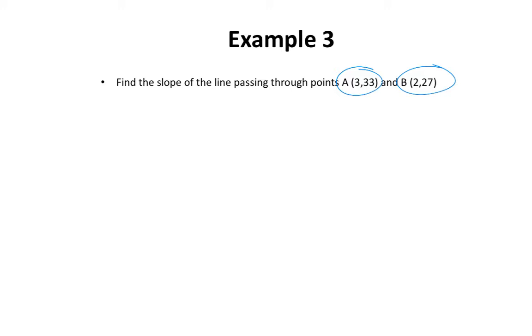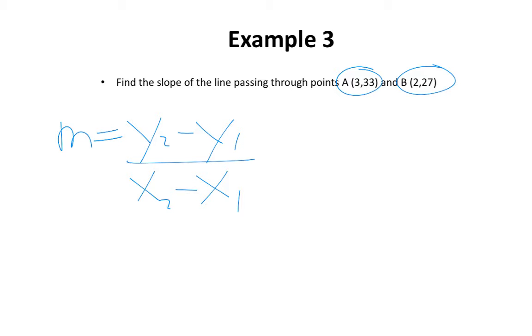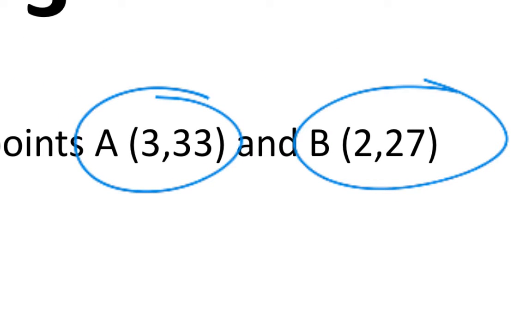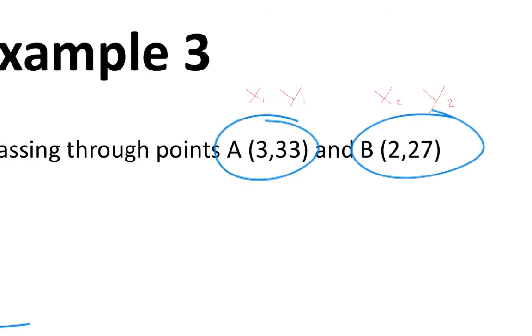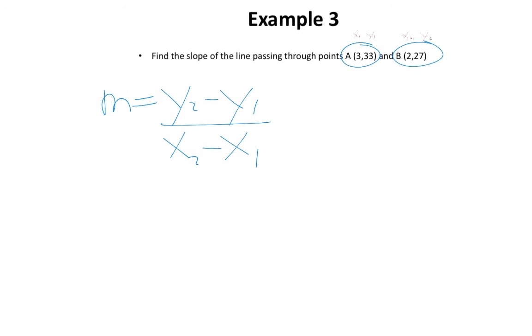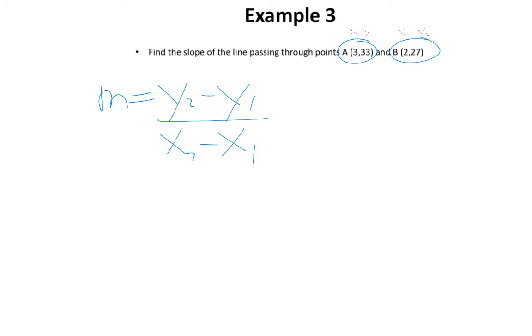Let's start with the slope equation, the new one. M is equal to y2 minus y1 over x2 minus x1. To make life easier for ourselves, let's label these coordinates which have been given to us. I'm going to label this x1, y1, and I'm going to label this x2, y2. That makes it a lot clearer when you're substituting in values into your equation. Let's go ahead and do that.